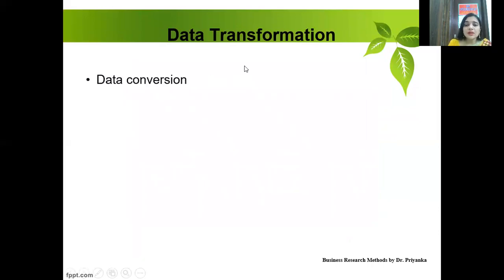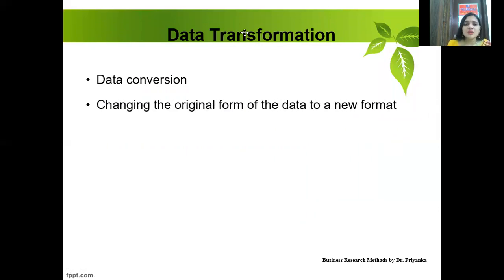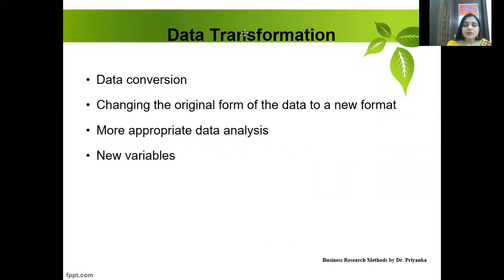Then data transformation. Yes, when you have already edited and encoded the data, after that also sometimes we face problems, right? For that, data conversion is the right technique. Data conversion basically is changing the original form of data to a new format, more appropriate for data analysis, and for generation of new variables, right?